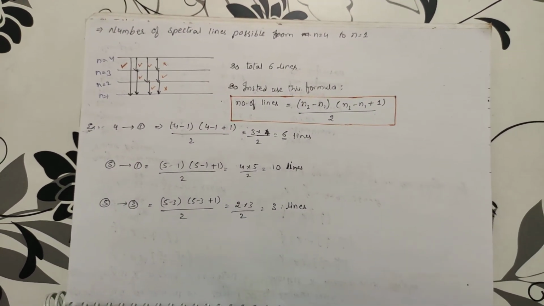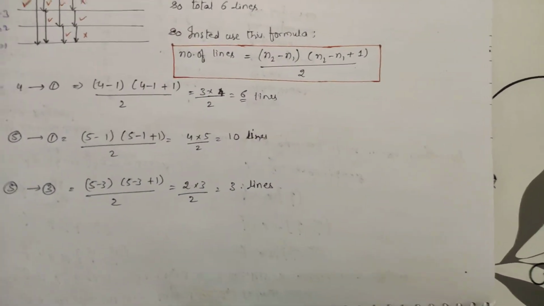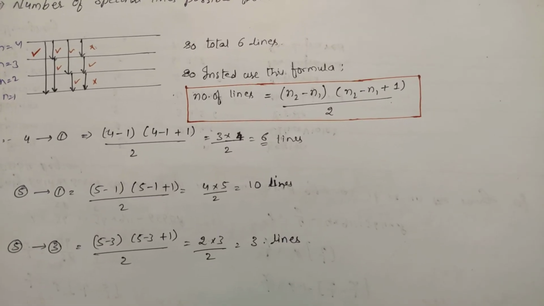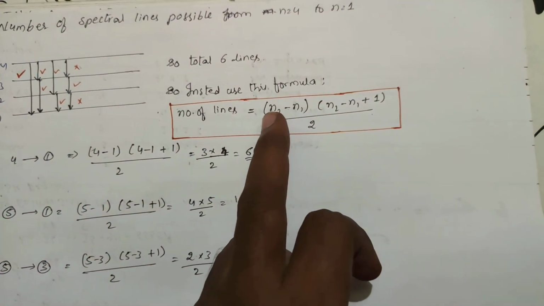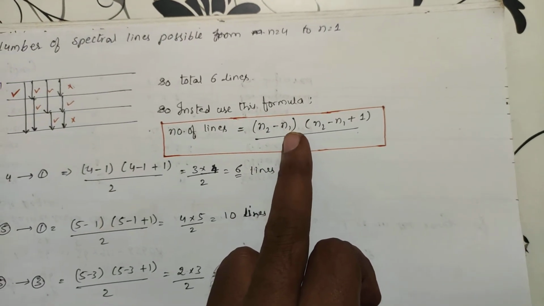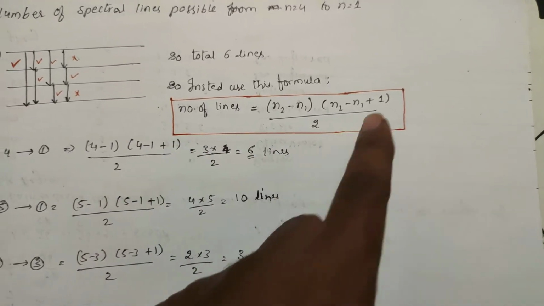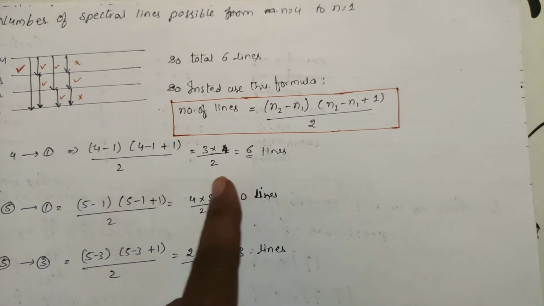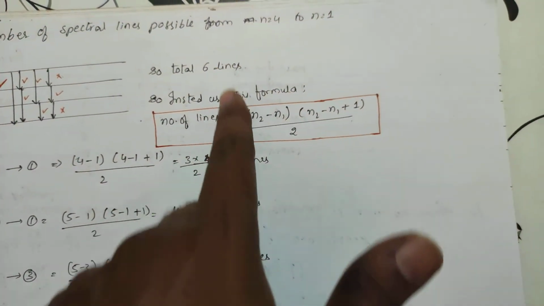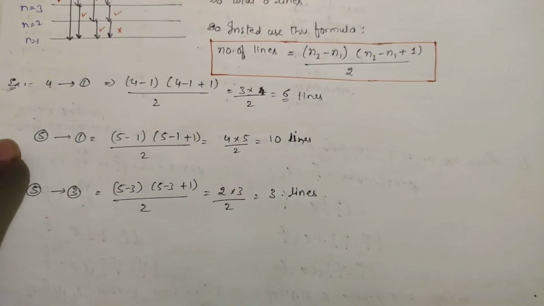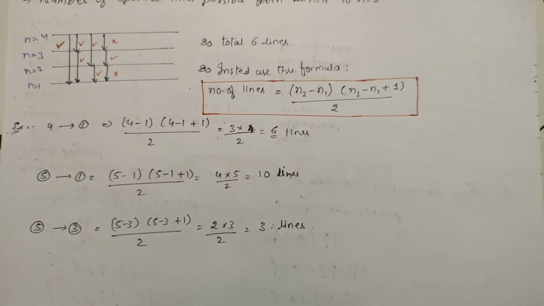So instead of always drawing like this, you can use the formula. Number of lines is (n2 minus n1) into (n2 minus n1 plus 1) by 2. So n2 we have taken 4, minus 1, it is 3, and 4 minus 1 is 3, plus 1 it is 4. So 3 into 4 by 2, 6 lines. So these two are correct. This is by using the formula. In the same way, 5 to 1, 5 to 3, you can get the lines in this pattern.